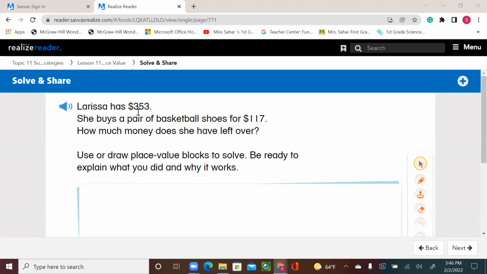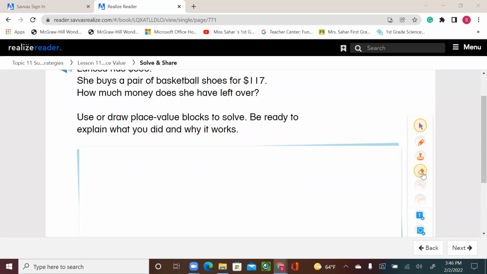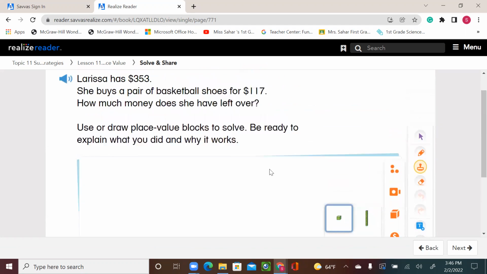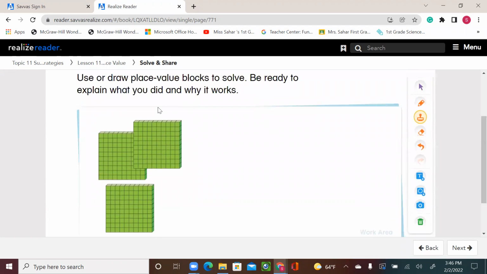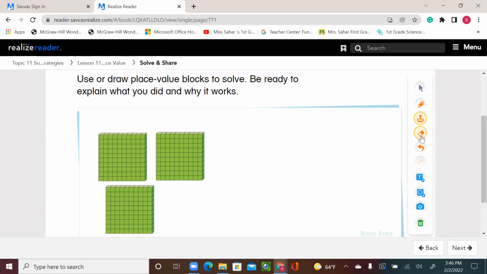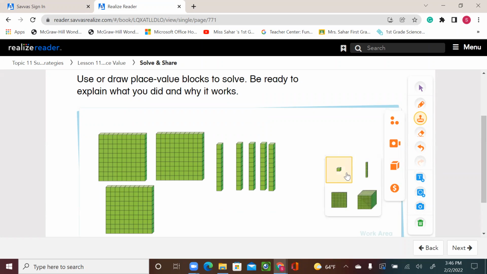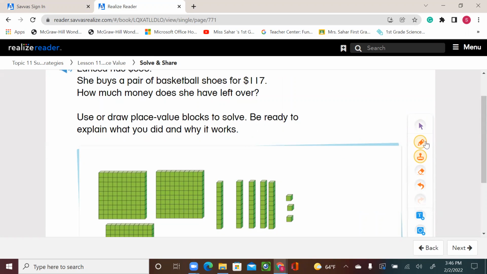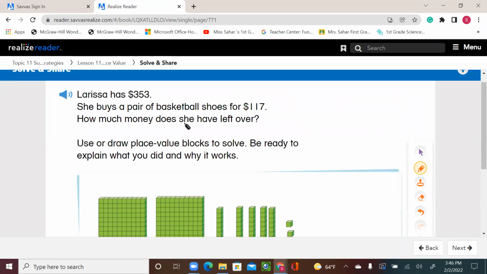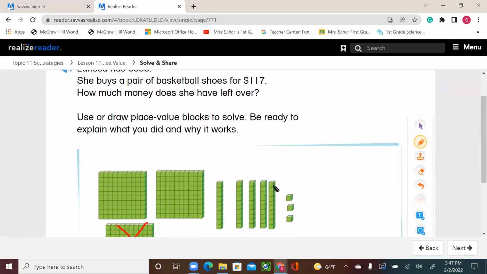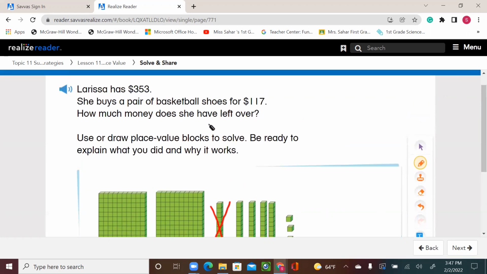So let's use our place value blocks. So we have 353, 300. $53 means we need 5 tens and 3 ones. All right, we need to subtract 117. So let's start. 100, so I'm going to take 100 out. And then I need to subtract 10. Okay, I have 5 tens, no problem. I'm going to subtract 10, take away 10. And then I need to take away 7 ones.